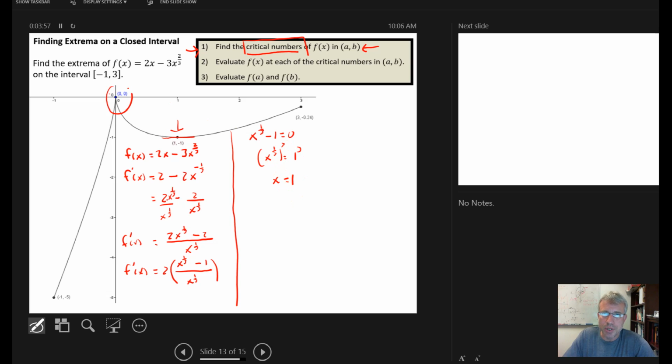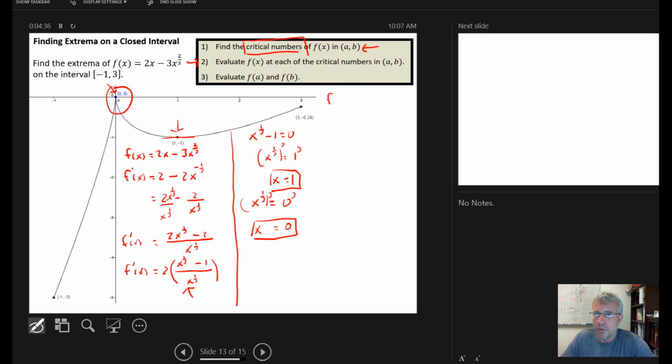And then the cusp is going to happen when the derivative is undefined. So now I need to take the denominator and ask, when will that denominator equal 0? That's when the derivative won't exist. That is the x value at which this cusp will happen. So here's one critical number, and then I ask, when does x to the 1/3, the denominator of my derivative, equal 0? Again, I would be cubing both sides, which would give me x is just equal to 0. There's my second critical number. So once I find those critical numbers, I move on to step 2 of the process: evaluate the function at the critical numbers.